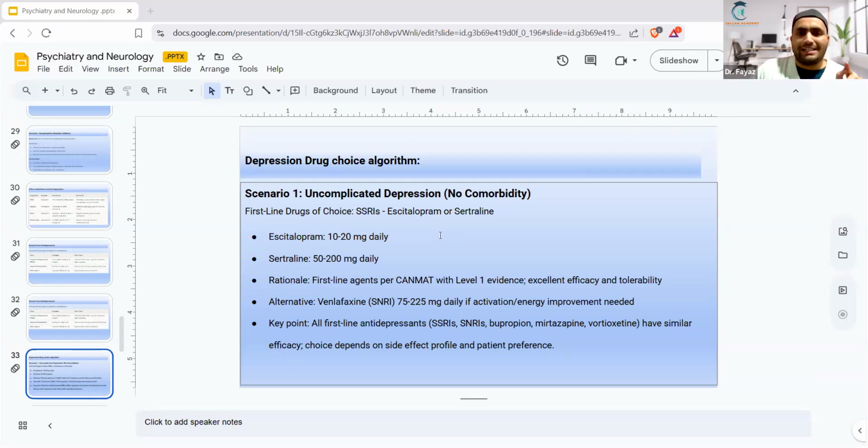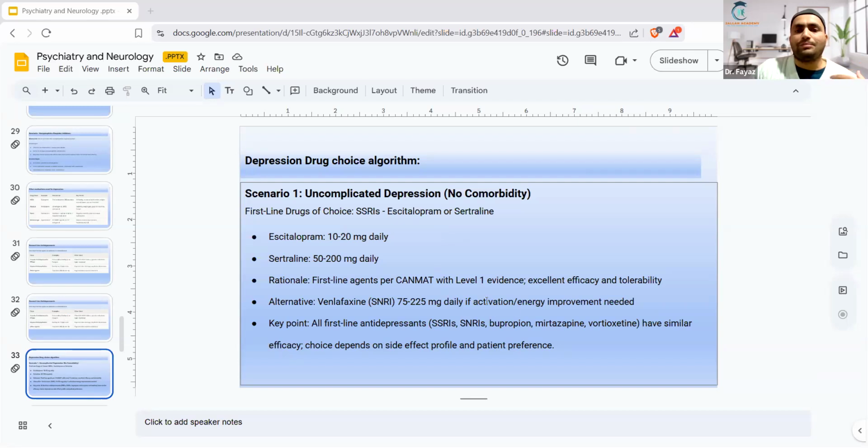SSRIs are safe. They have been studied. They have very good evidence of efficacy. They are tolerated well, their side effects are few, their interactions are few. If there is no response from SSRIs, or there is another indication to use an alternate to SSRIs, we can consider SNRIs like venlafaxine.